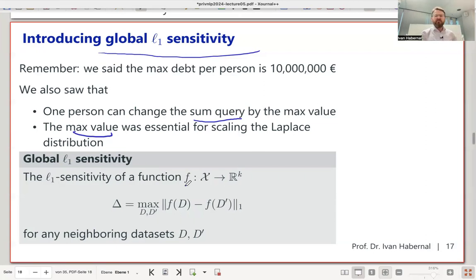Basically, we have a function from a data set, which could output a number or a vector. Let's pretend it's a real number now. So it's just a standard sum function or counting function, could be any. And then for any neighboring data sets, this is the difference, the L1 norm. So this is the absolute value difference.